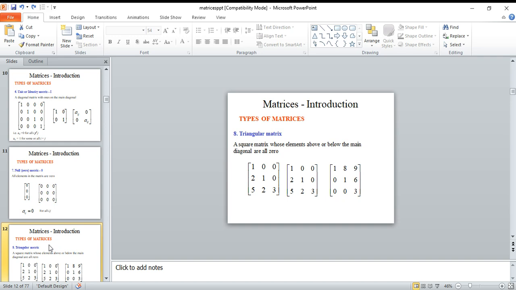See the example, that matrix 1 0 0, 2 1 0, 5 2 3. The diagonal elements are 1 1 3. The upper elements are 0 0 0, and lower elements are nonzero. And next see the example 1 0 0, 2 1 0, 5 2 3. In that example, upper elements are 0, lower elements are nonzero. See the last example: 1 8 9, 0 1 6, 0 0 3. Here the upper elements are nonzero, lower elements are 0. This type of matrix is called a triangular matrix.